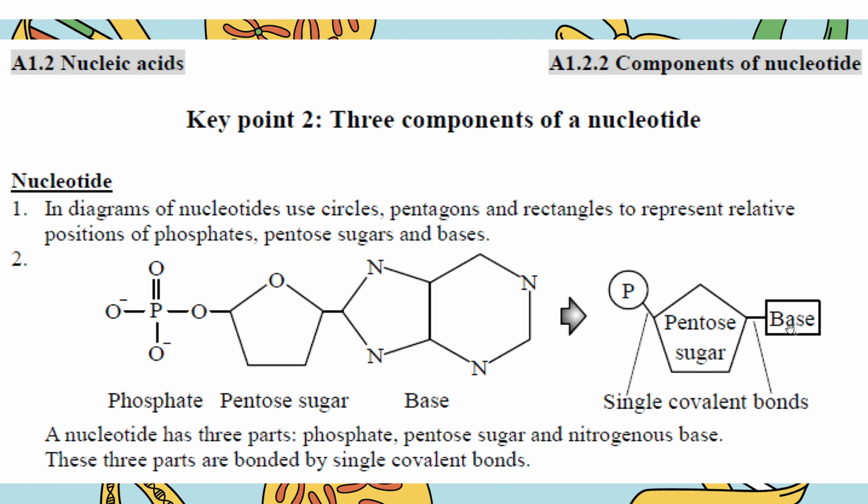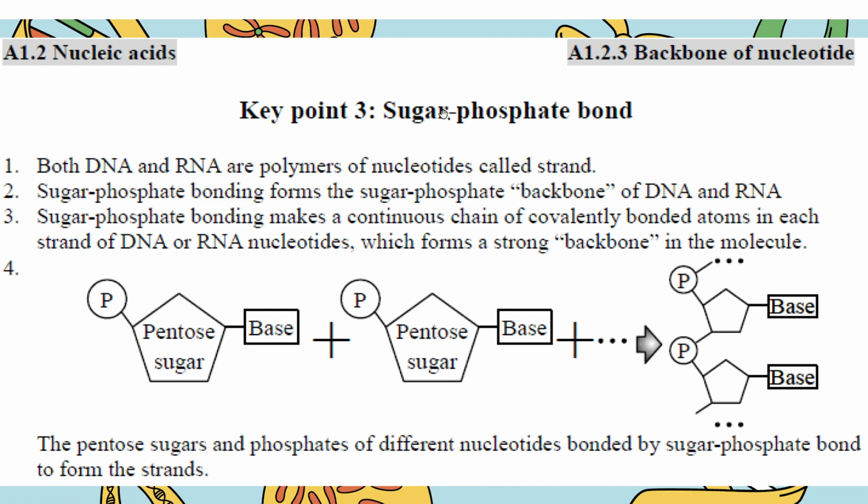All these three parts are connected by one single covalent bond. Later on, you will find double covalent bonds and triple covalent bonds. Very funny. A nucleotide has three parts: phosphate, pentose sugar, and nitrogenous base, connected by single covalent bonds. The sugar-phosphate bond between the pentose sugar and the phosphate is very important because one pentose sugar is connected with two phosphates, and this bonding can continue, and they form the backbone of DNA.